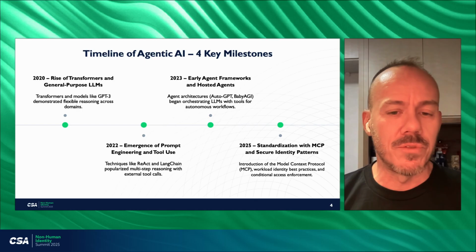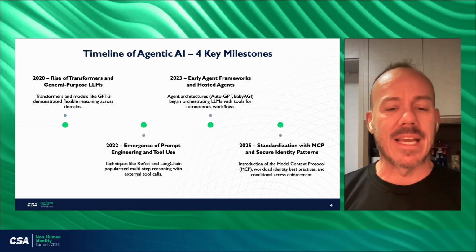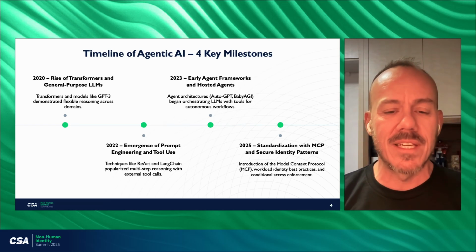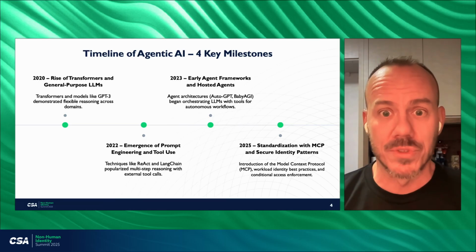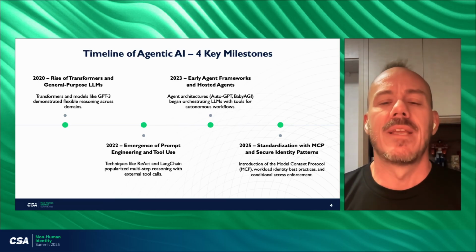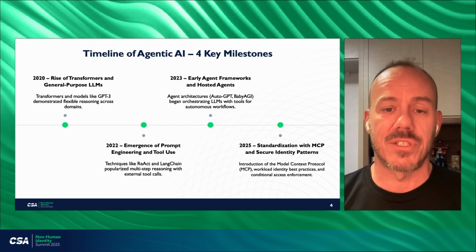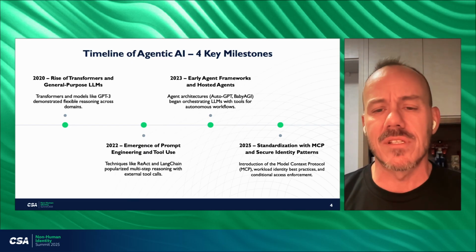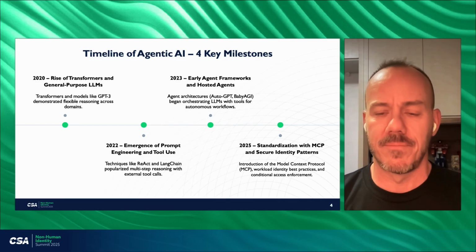In 2022, we saw the emergence of prompt engineering and tool use using techniques like ReAct and LangChain, popularized by multi-step reasoning with external tool calls. Later in the presentation, I'll talk a little bit about tools and what we mean by that. In 2023, we saw early agent frameworks and hosted agents. These were software frameworks for building primitive AI agents that were orchestrating LLMs and the tools that they interact with.